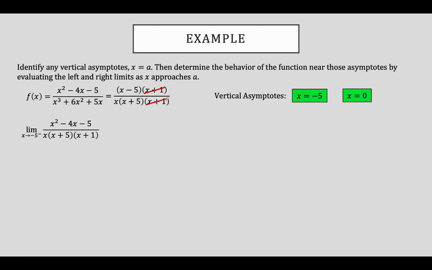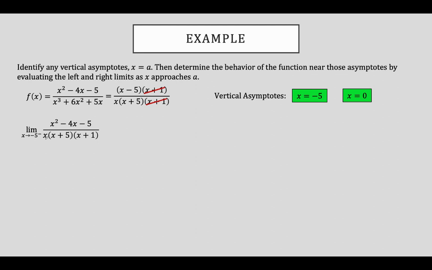And you could have left it in the factored form if you wanted to. You could actually even cancel out the common factors if you'd like, but I like to use the original form for my direct substitution and the factored denominator. So we plug in -5 for x. -5 squared, that's 25, plus 20 is 45, minus 5 gives us 40. Our numerator is going to be 40.